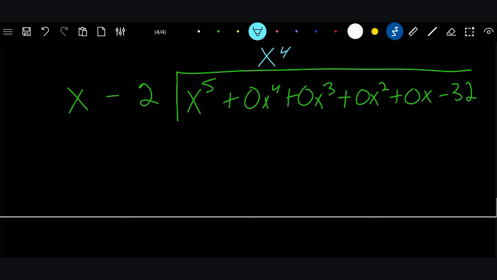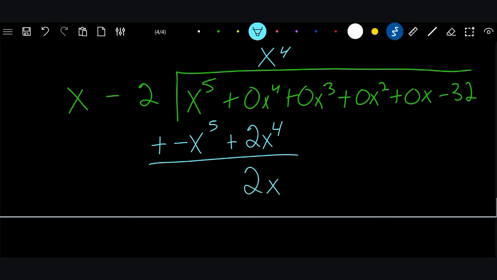Now we multiply x to the fourth times negative 2, and we get negative 2x to the fourth. We multiply x to the fourth times x, and we get x to the fifth. We're going to subtract. Remember, this is like distributing the subtraction sign. So we get minus x to the fifth, positive, and we're going to add now. And so we get 2x to the fourth, and this cancels. We're going to bring down 0x cubed.